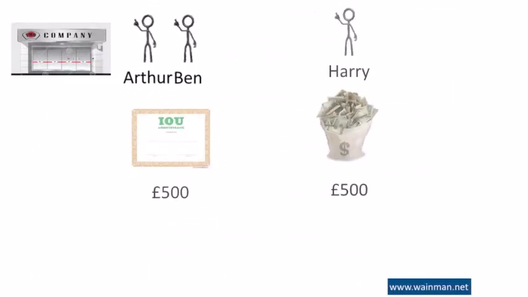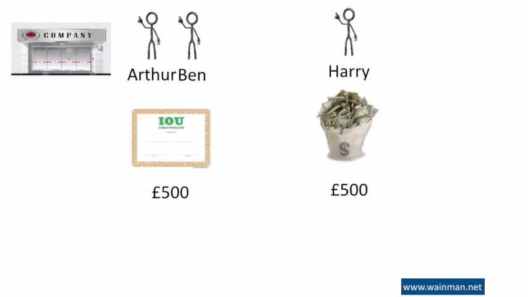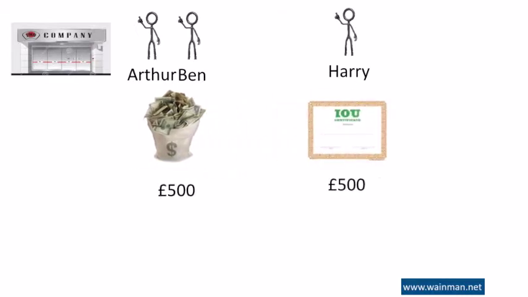Day 3, and all this trading is very tiring, so Arthur and Ben decide to go and see Harry to collect their debts. Harry has the £500 he owes Arthur and Ben, so he pays them, and Arthur and Ben cancel the IOU. Of that £500 that they receive from Harry, Arthur and Ben keep 400 and take the other 100 and go and see George.